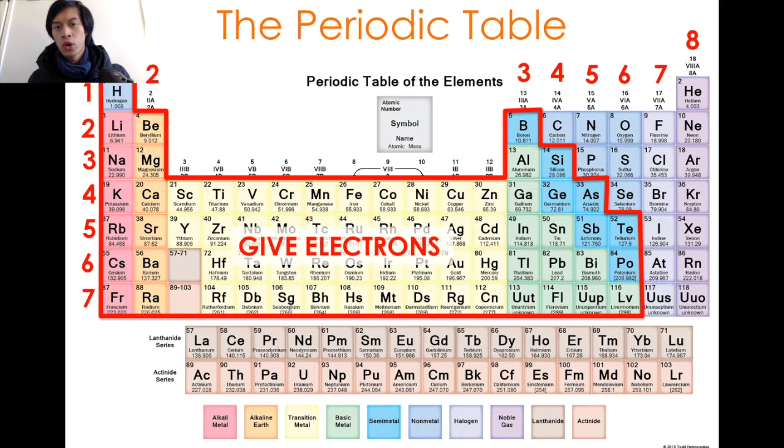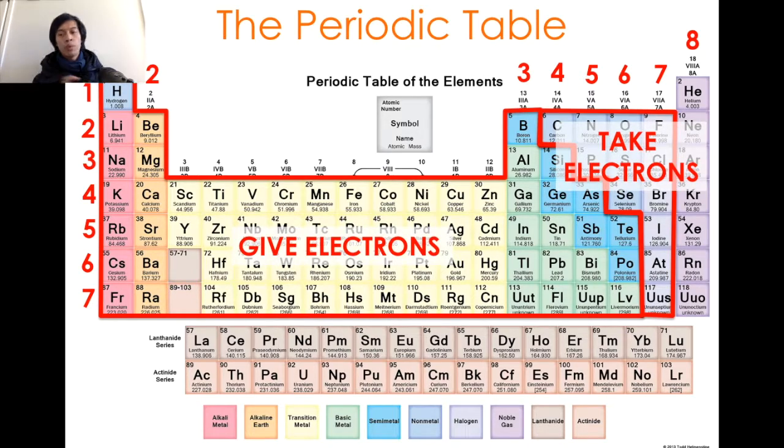And the reason why they're called metals is not because they have the properties that we usually expect metals to have, being shiny, strong, and conducting electricity and all those kinds of things. Even though that is part of being a metal, they are called metals because metals are elements that give electrons. Yeah, they give electrons to other elements, and so that's the definition of a metal.